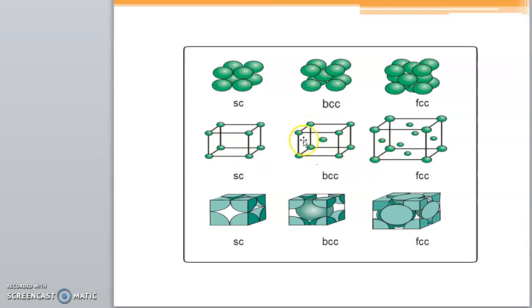Similarly with BCC, it's 1 upon 8 into 8, that is one atom, plus one at the center of this body, so that makes 1 plus 1 equal to 2. And the face centered cubic cell has in all four atoms, one from the eight corners and three from the faces. Okay, so that's how you get four atoms in FCC.